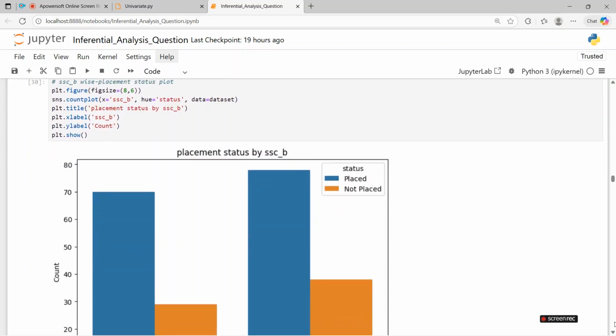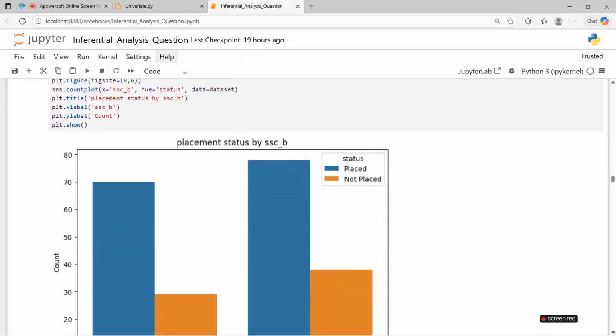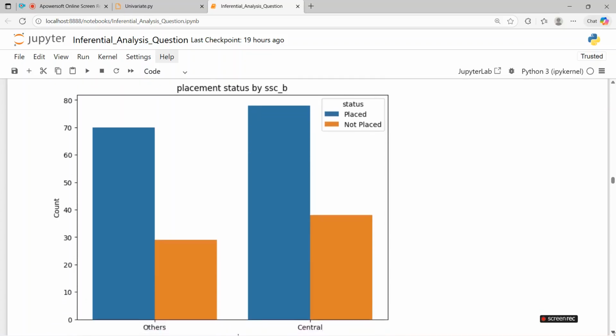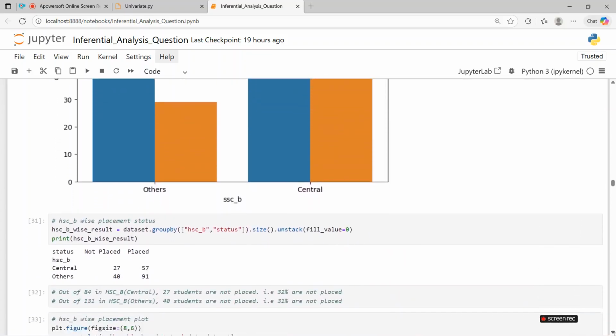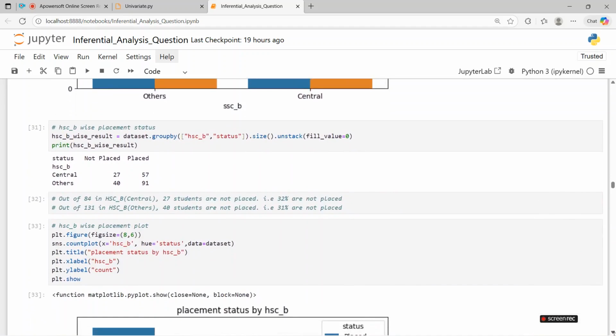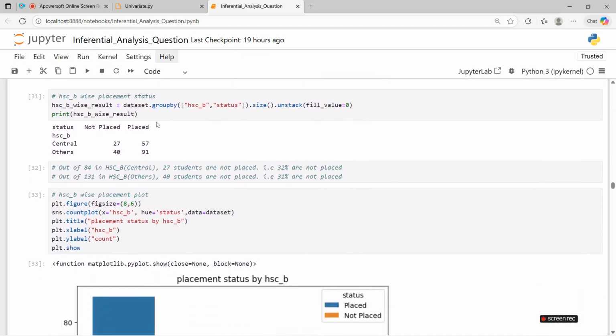So this is the SSCB wise placement status part. We are plotting them using a Seaborn count plot. So the next is the HSCB wise placement status. We are using the same group by, size, unstack functions to display the result in a tabular format.